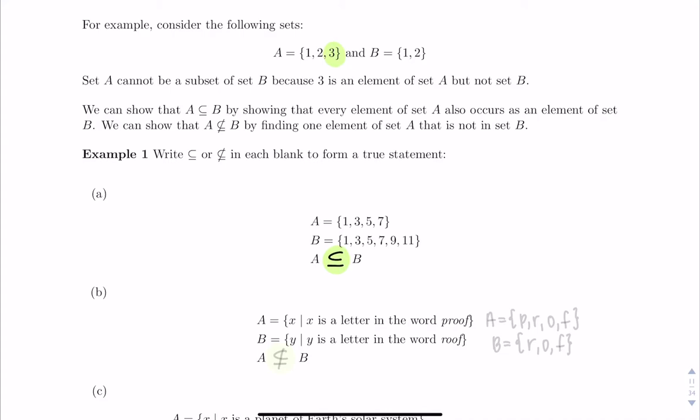For the second one, set A is the letters in the word proof. Let's write that out using roster notation. That means we have P, R, O, and F. And set B is the letters in roof. So A cannot be a subset of B because we have P in A and not in B.